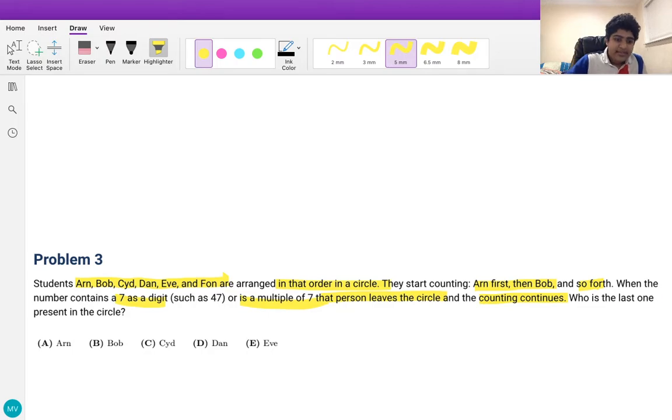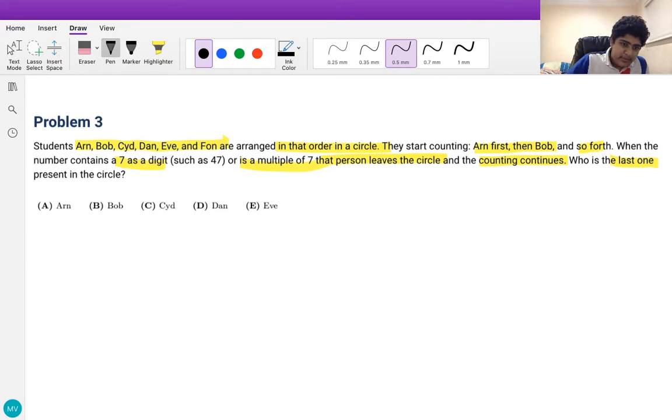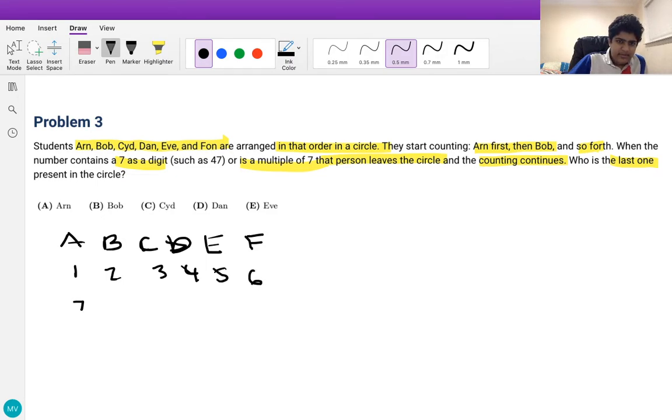To do this, we can simply brute force it and create a table with all the values. So we begin with writing A, B, C, D, E, and F for Arn, Bob, Sid, Dan, Eve, and Fawn, respectively. And now we begin the counting. Arn says 1, Bob says 2, Sid says 3, and so on, until we reach Arn saying 7. At this point, Arn is eliminated from the circle, and we continue.